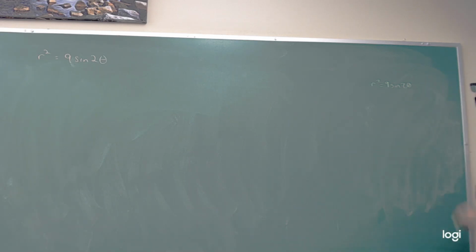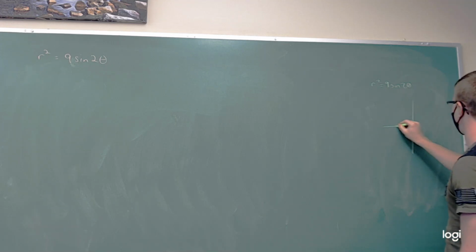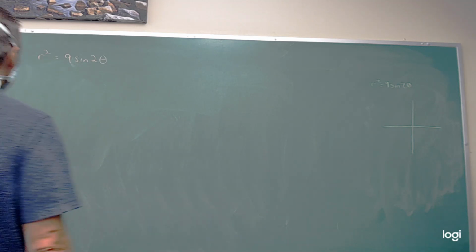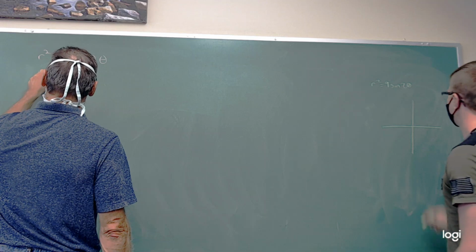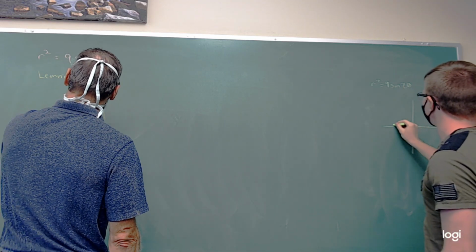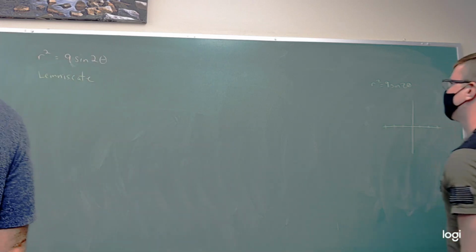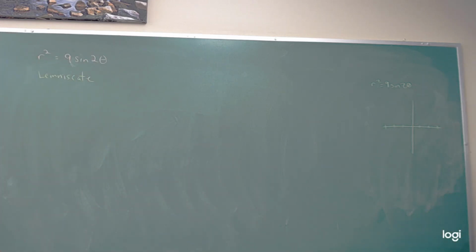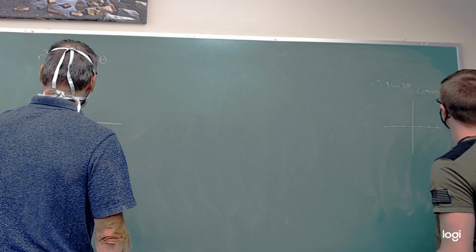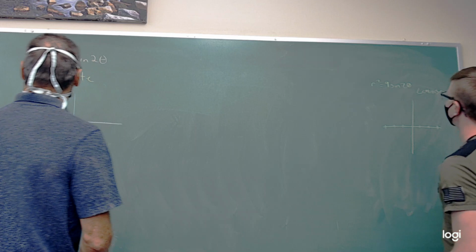Do you remember the name of this? I just know it's a figure 8. It's called a lemniscate. I was close. Yeah, well, I was right. You were wrong. I was right. I just wasn't right in the right way.